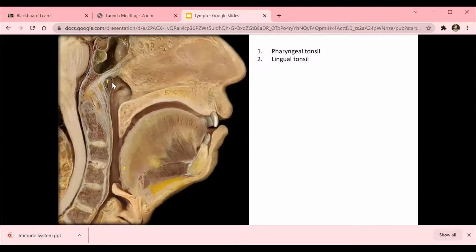In the cadaver, you can see the pharyngeal tonsil here and the lingual tonsil in the base of the tongue. In this picture, we can see the palatine tonsil.